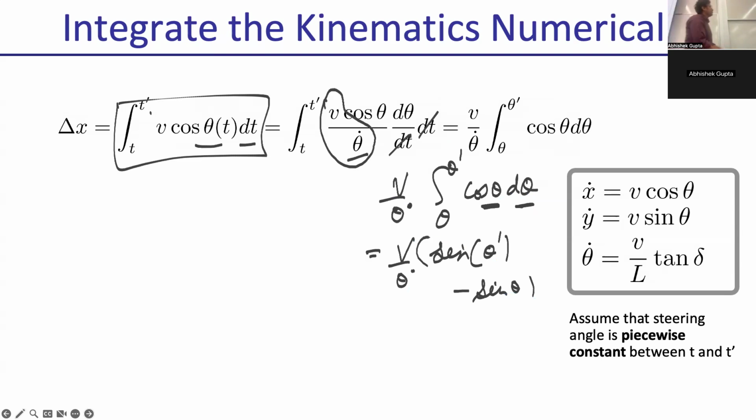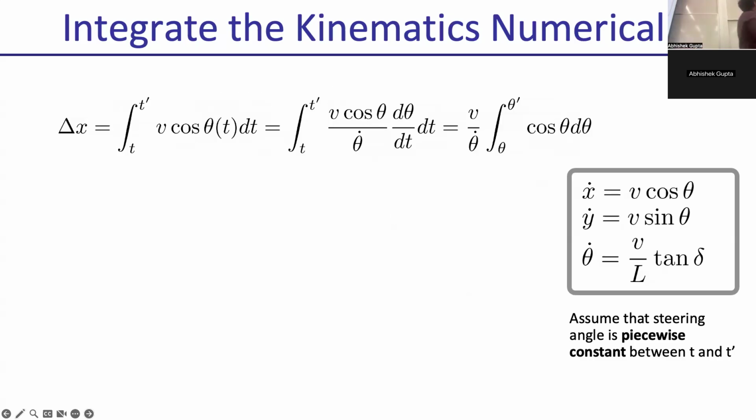So the important thing here is we took one extra step. You can't just integrate this first thing here, because cosine theta is itself a function of t. Instead, you multiplied and divided by d theta over dt, canceled out the dt's, and now you integrate in terms of theta.